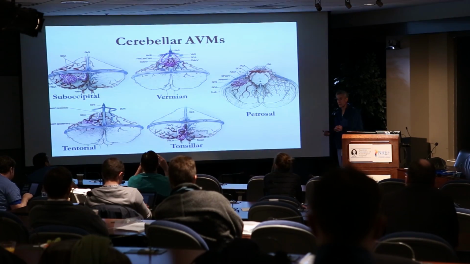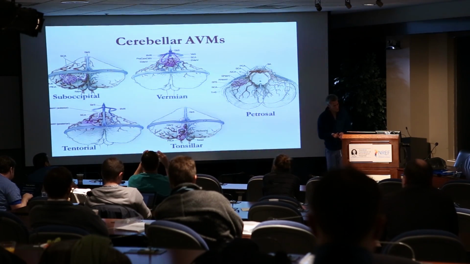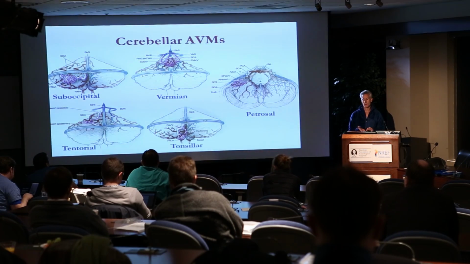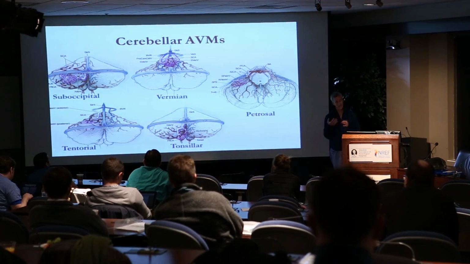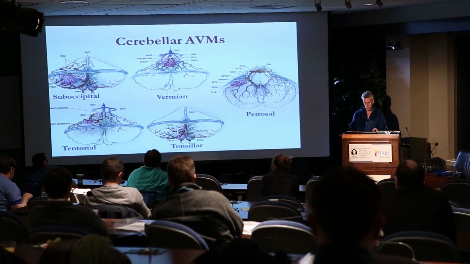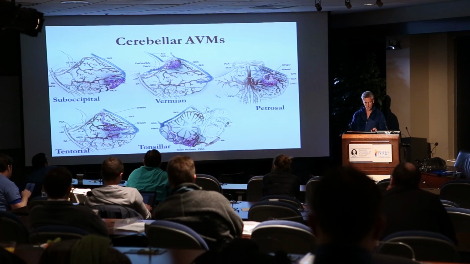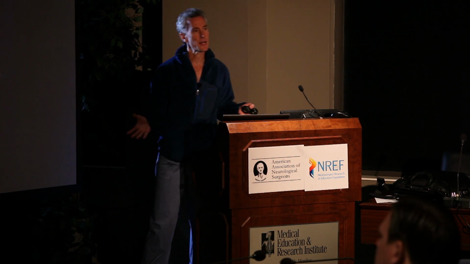Cerebellum, same idea. There are 4 cerebellar surfaces. There's the suboccipital, tentorial, petrosal, actually 3 surfaces. Those are the surfaces. And then the vermis and the tonsil in the midline form the other subtypes. And these are just different views of the same. So that's the enemy, okay?